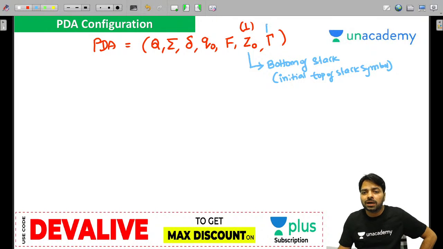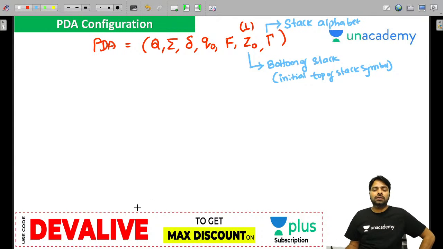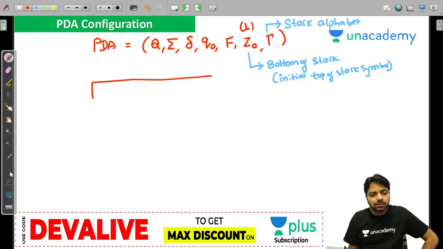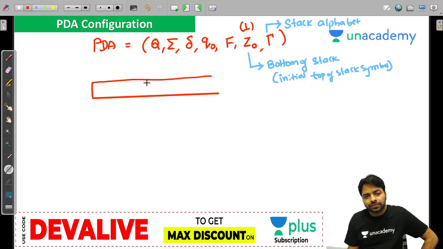Okay, the gamma is called the stack alphabet. Any symbol that you use on the stack is going to be present in the stack alphabet. Okay, the remaining parameters you have already studied. What each means, I will explain slowly, guys. So don't hurry in understanding the configuration.